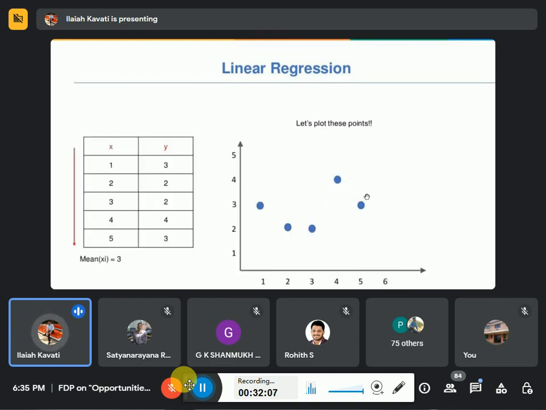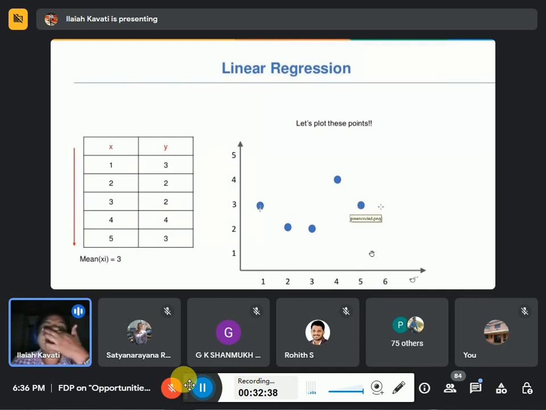So just plot these values over the two-dimensional plane. On the x-axis, you have years of experience, and on the y-axis, the salary. You can see these plotted points. This first point is with 1 year of experience, that is 30K. 2 years of experience, that is 20K. 3 years of experience, that is 20K. 4 years, 40K. 5 years, 30K.